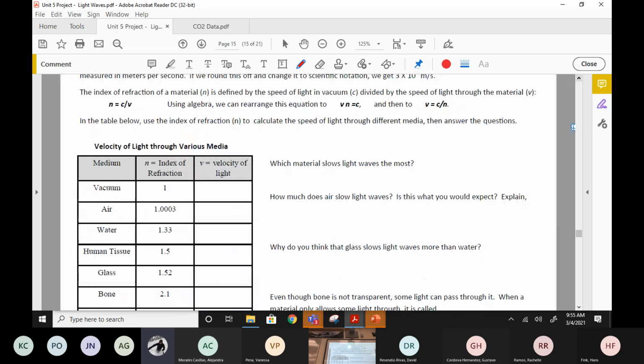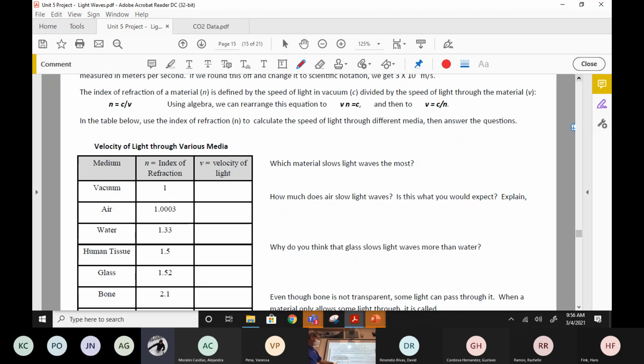The index of refraction of a material, again, is represented by the letter n, and it's shown in this data table. It's given to you. It is defined by the speed of light in a vacuum divided by the speed of light through the material. In other words, it's the speed of light in a vacuum divided by the speed of light in that material, maybe in air, maybe in water, maybe in glass. Okay? That's how we find the index of refraction.